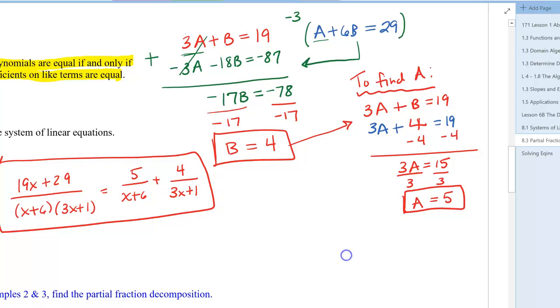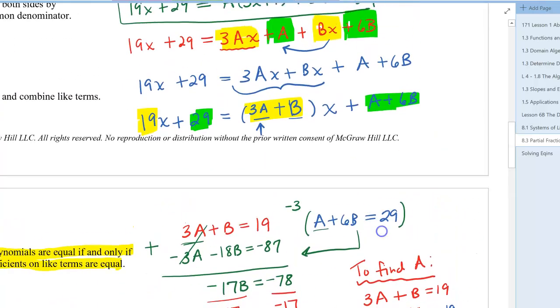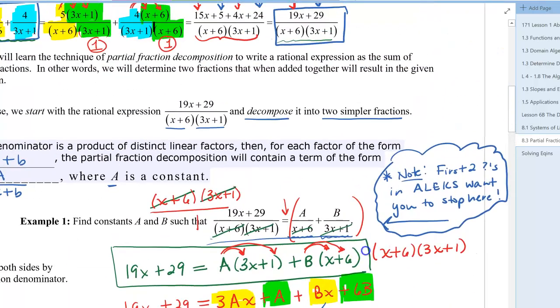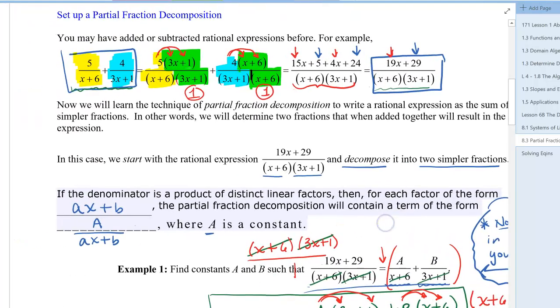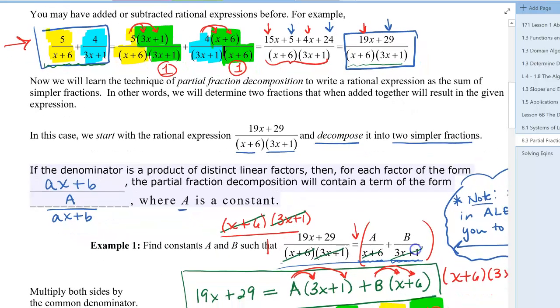Now let's see if it actually equals what we had started with in the first example. So if we look back up here, lo and behold, a was 5 and b is 4. And that's how you decompose a fraction.